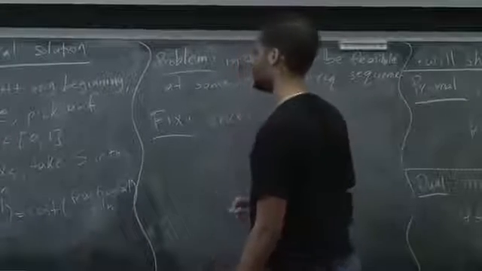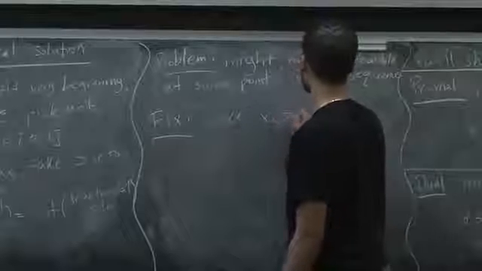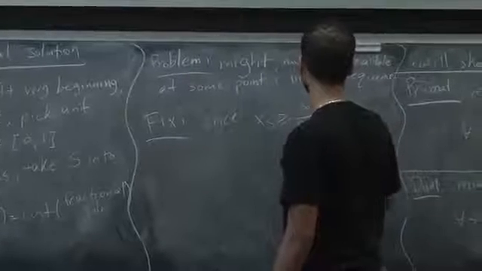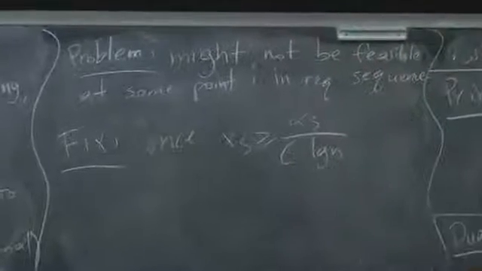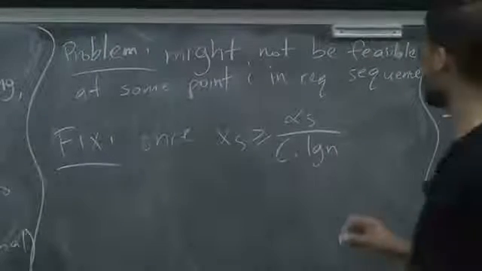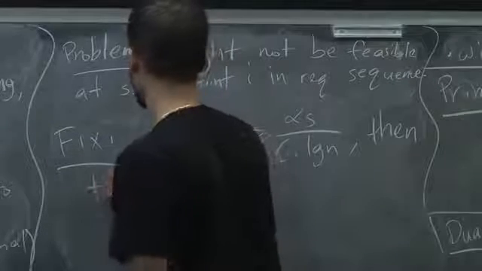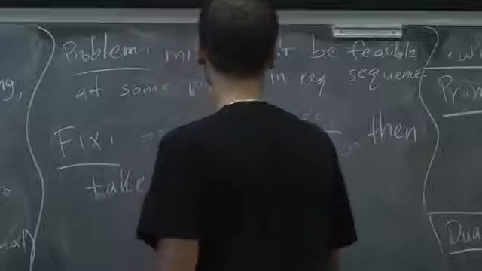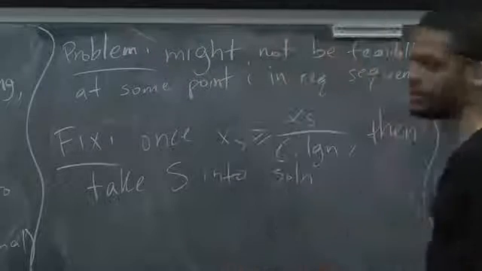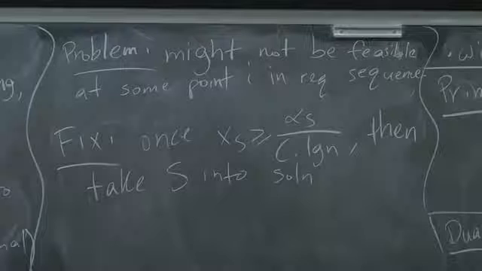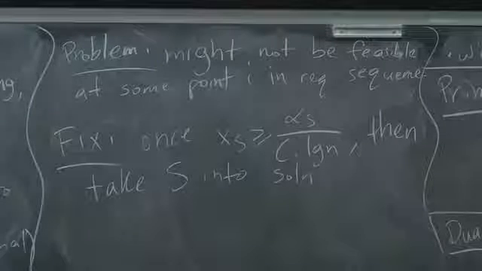Okay, so the fix is, once xs is bigger than or equal to alpha s over some big constant times log n, then take s into the solution. You look troubled. Are you troubled? No? There's still some probability that we won't satisfy. Yeah, there is. Okay. This is going to be small.